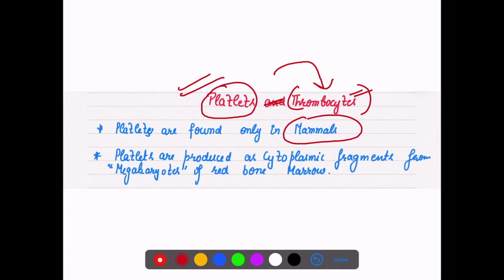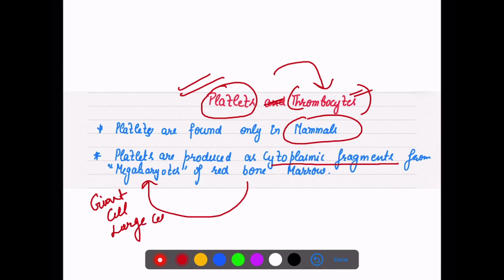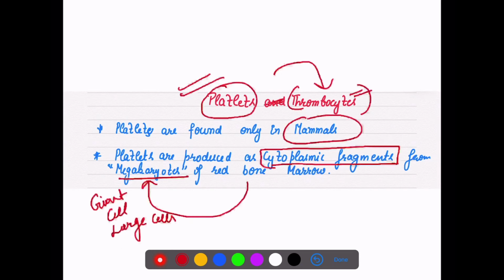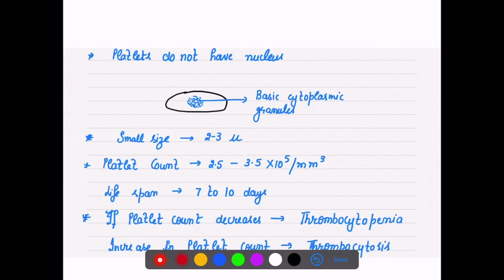Platelets are the cytoplasmic fragments. They are produced by red bone marrow, but by the giant cells, large cells of red bone marrow, that are called megakaryocytes. They produce platelets. So they are produced as cytoplasmic fragments from the large cells of red bone marrow. They do not have a nucleus, because they are cytoplasmic fragments.